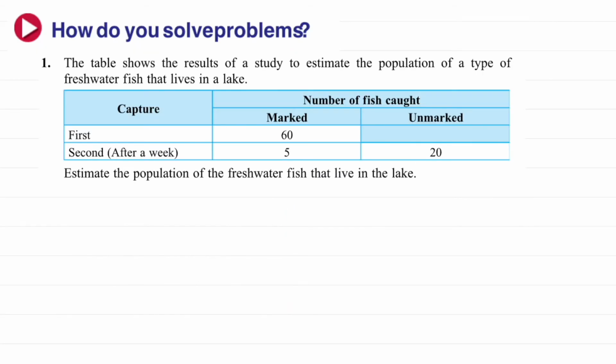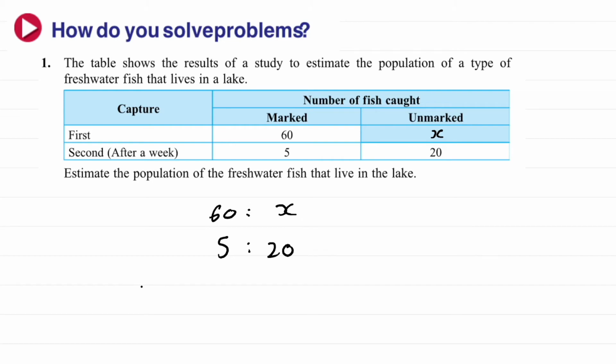Okay, so now solving problem. The table shows the results of a study to estimate the population of a type of freshwater fish that lives in the lake. Now you are going to estimate the population of the freshwater fish that live in the lake. So basically here, you just put x, very simple one. So you have 60, you have x, you have 5, you have 20. Now you are required to find the value of x.